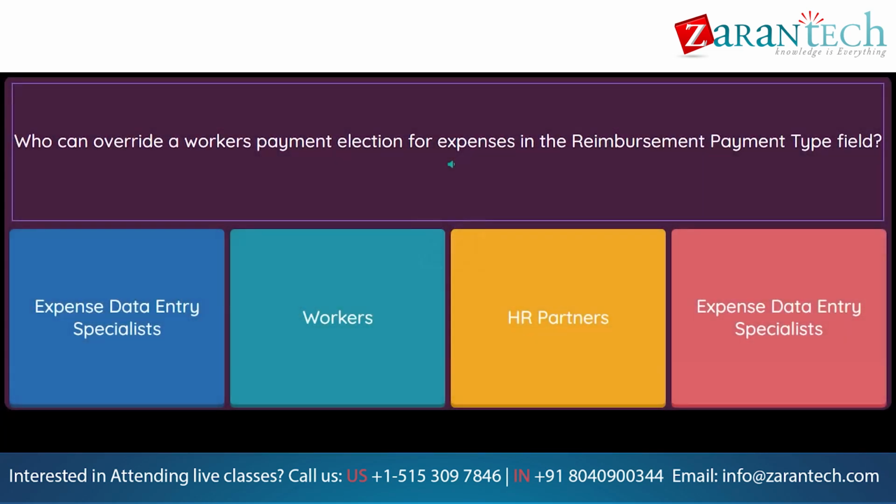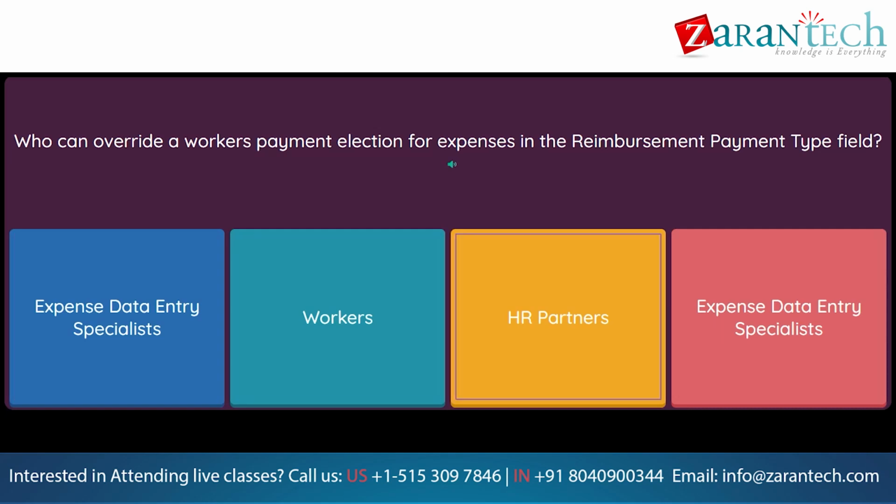Question: who can override a worker's payment election for expenses in the reimbursement payment type field? Option 1 expense data entry specialists. Option 2 workers. Option 3 HR partners. Option 4 expense data entry specialists.